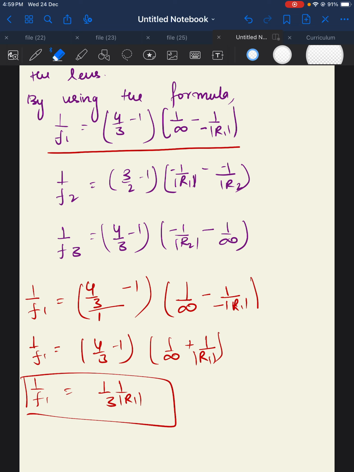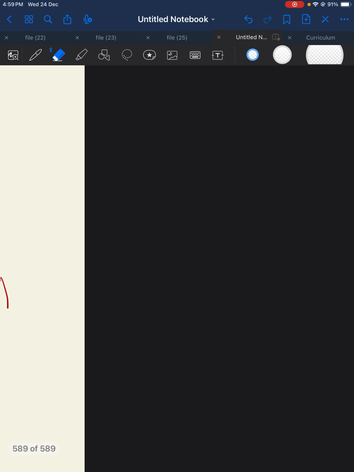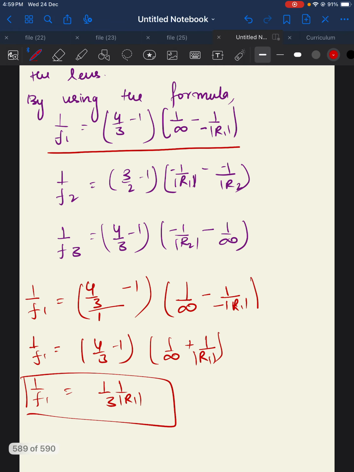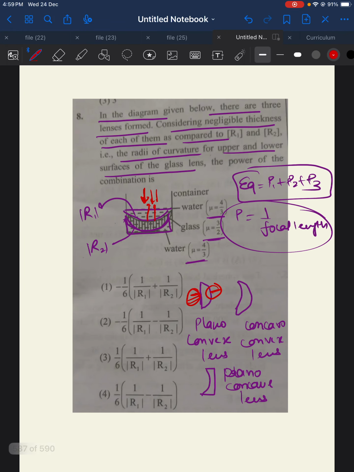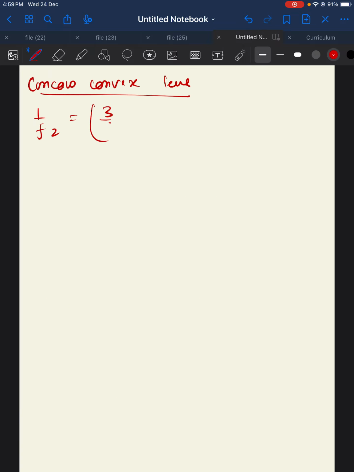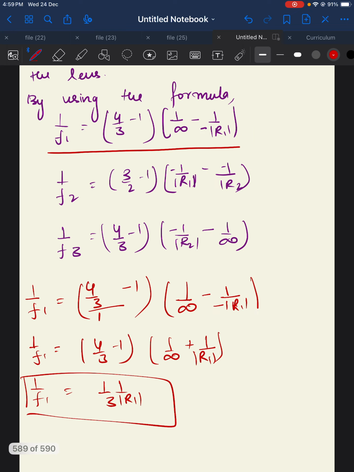So this is your 1 by f1. So 1 by f1 is 1 by 3 mod of R1, right? Now let's see the second lens. The second lens is our concavo convex lens. Again the lens maker formula, 1 by f2 equals to, now what is the refractive index of the lens? It is given 3 by 2. Again with respect to air, (3 by 2 divided by 1 minus 1), 1 by.